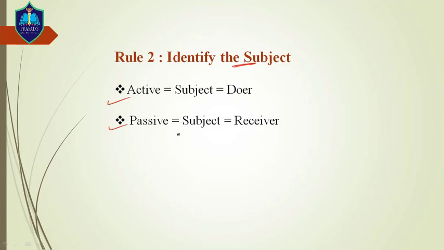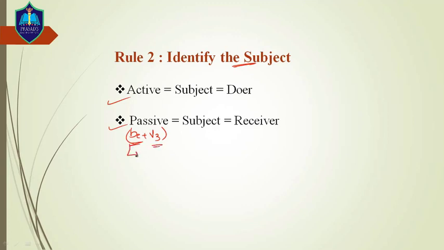The very first thing we have to do is identify whether the statement is in active voice or passive voice. But how are we going to identify whether the statement is active or passive? It's very simple. If it is passive, it holds B plus V3 form.